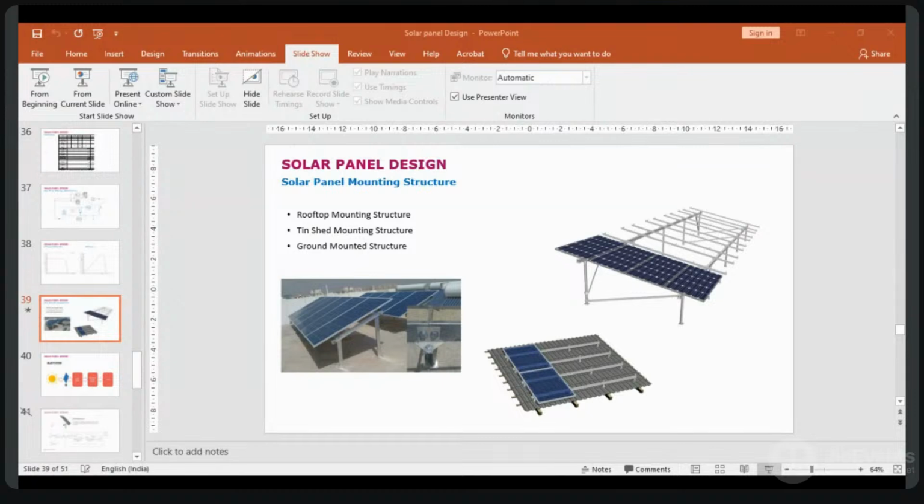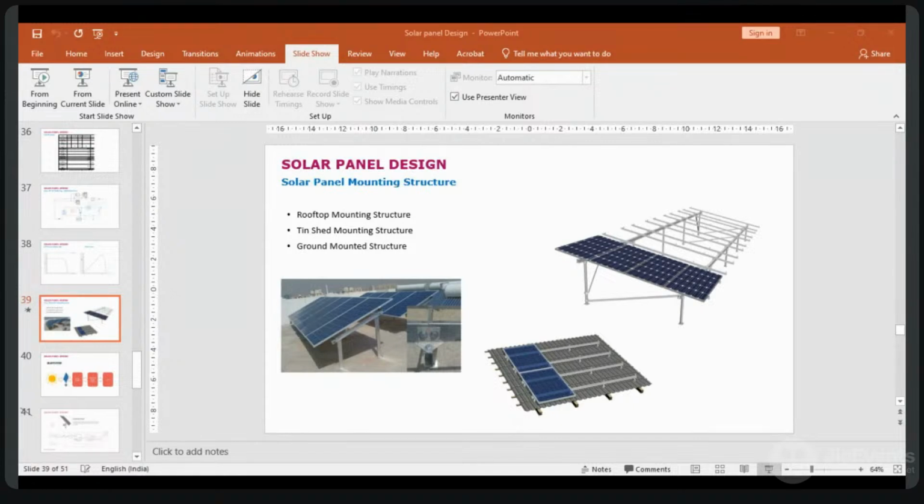Without proper civil work or a proper flat surface, we cannot do the mounting, because some panels will tilt upward on the east side, or some panels will tilt upward on the west side, so the maximum tracking won't happen. So we should be careful while doing the rooftop mounting, because we should do the leveling. The next one is tin shed.